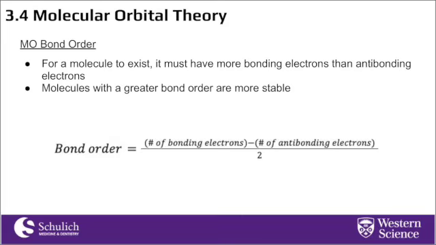To find the bond order of a molecular orbital diagram, you have to think about the fact that for a molecule to exist, it has to have more bonding electrons than antibonding, or else it would just fall apart. And so molecules with a greater bond order are more stable. This is the formula that you'll have to remember for finding the bond order.